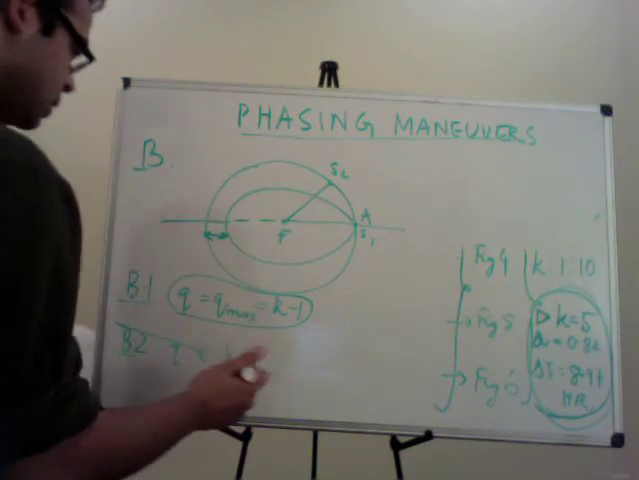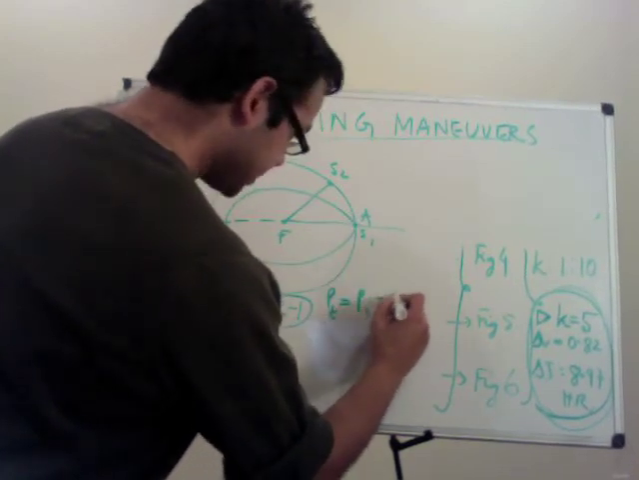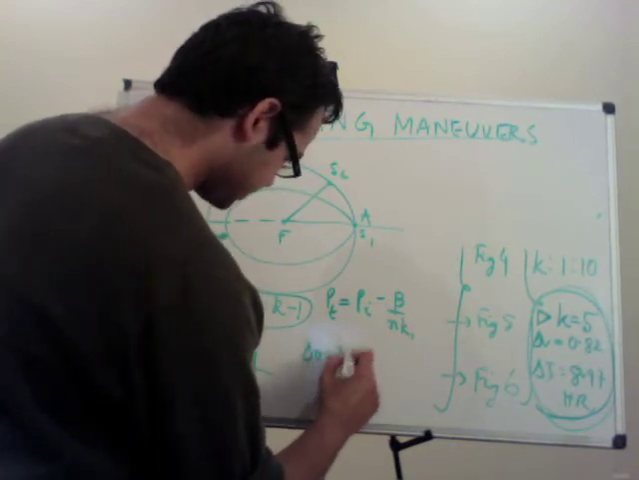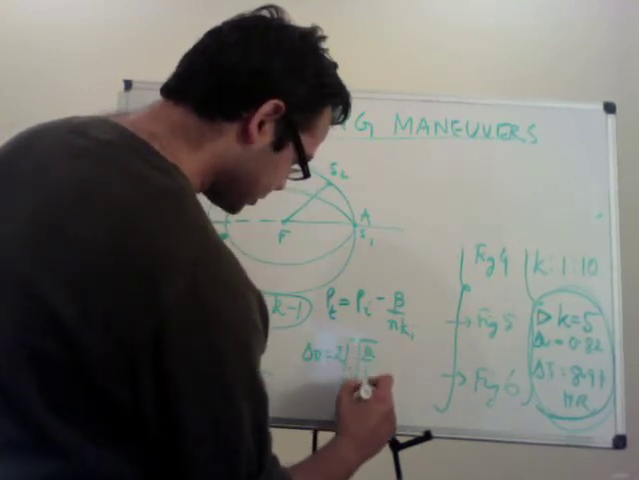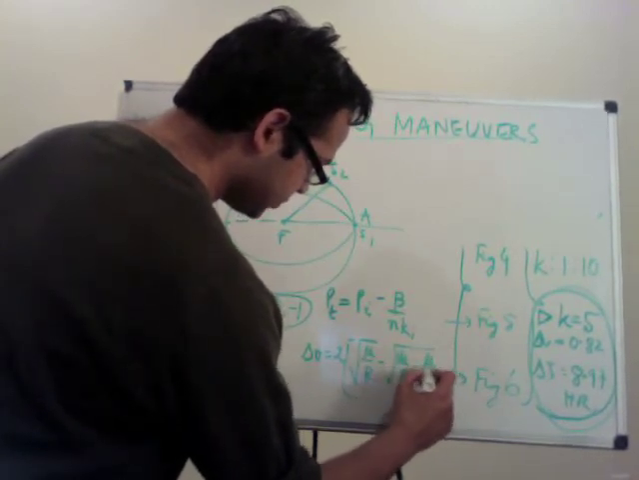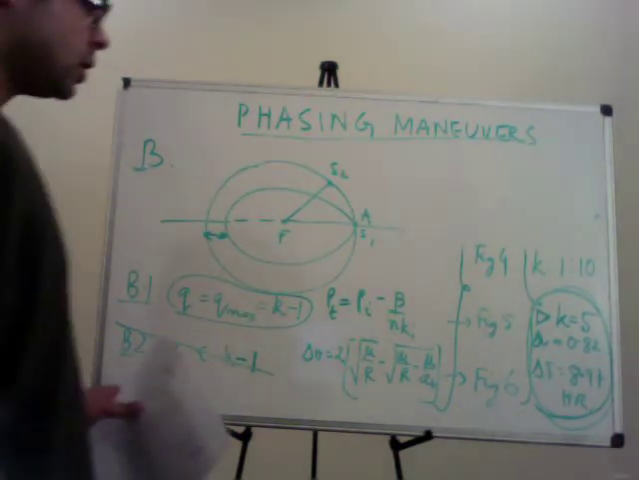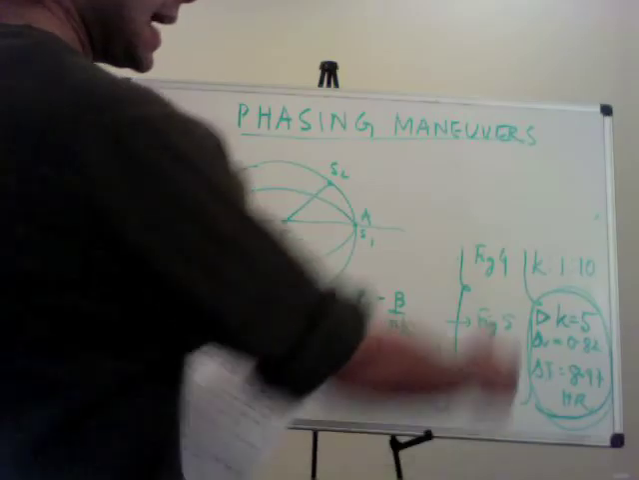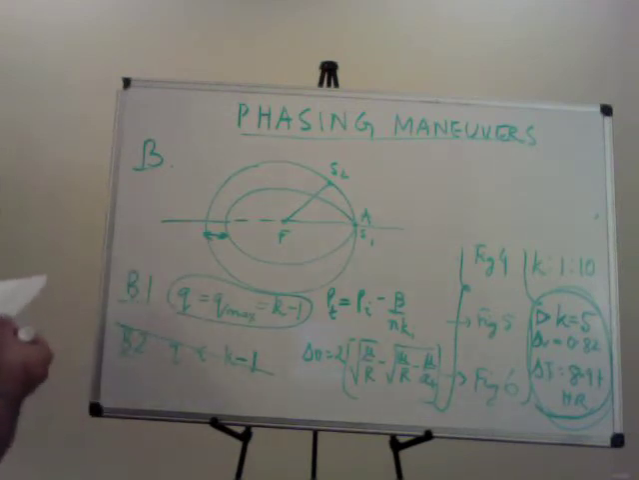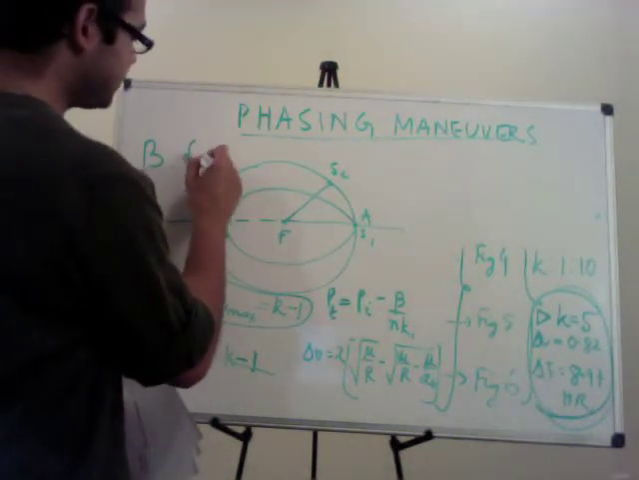Now for case B1, again we have the special equations for Pt equal to Pi minus beta over Nki, and delta V, I have that expression, is the square root of mu over R minus the V transfer ellipse, 2 mu over R minus mu over AT. Here you already have these expressions. So with these expressions, again revisit figures 4, 5 and 6 and vary K from 1 to 10, but now start looking at the dotted lines, because the dotted lines correspond to the lower orbit transfer.